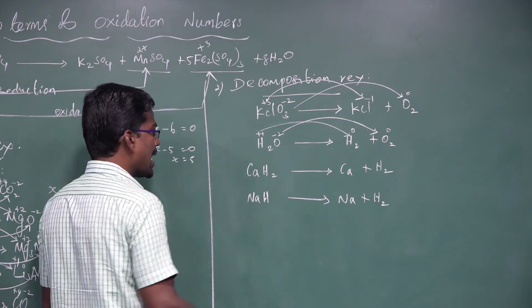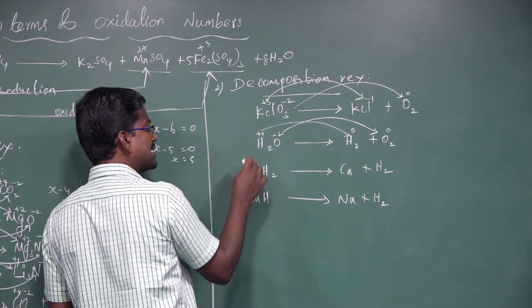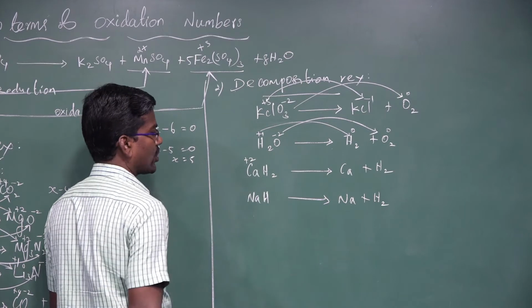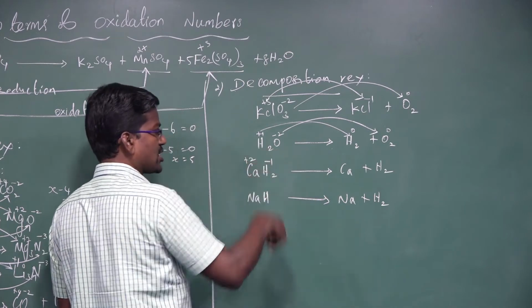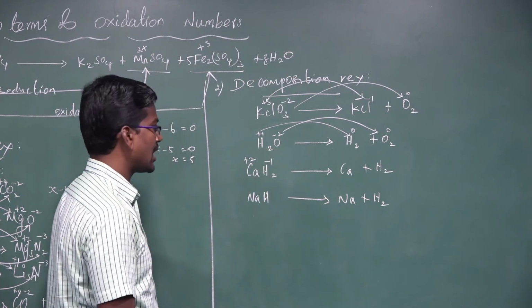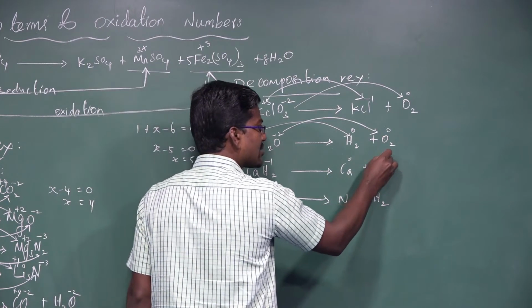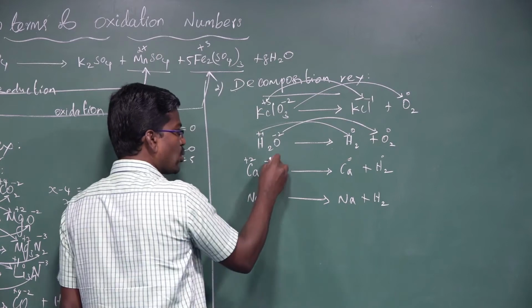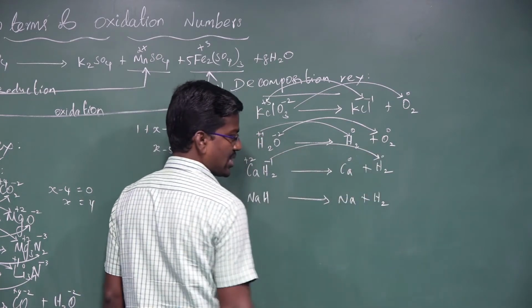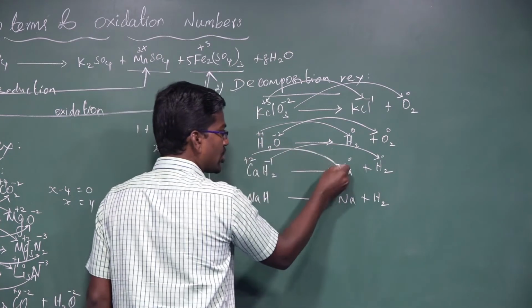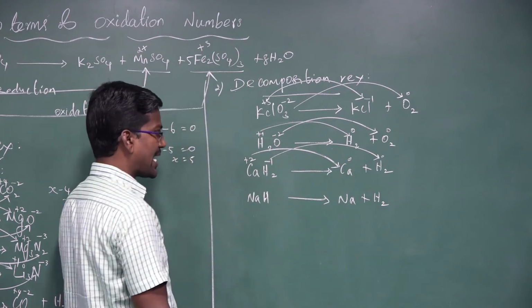Another one, calcium hydride. Calcium exhibits the plus 2 charge. Hydrogen exhibits the minus 1 charge because it is a hydride. Calcium metal is 0, hydrogen also 0. Minus 1 is converted to 0, oxidation. Plus 2 is converted to 0, reduction. This is a redox reaction.